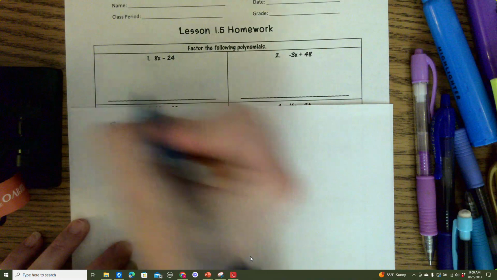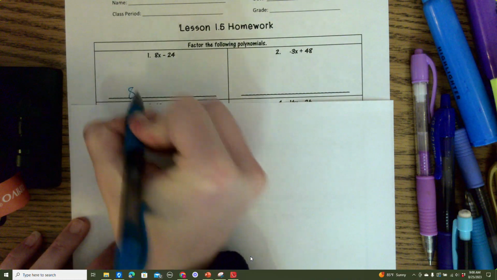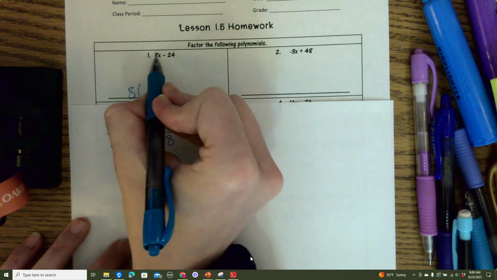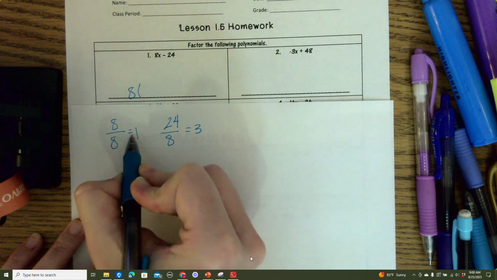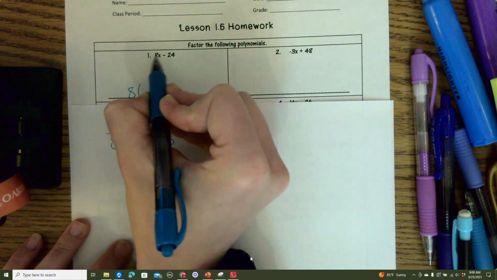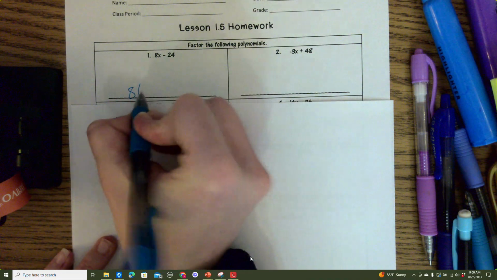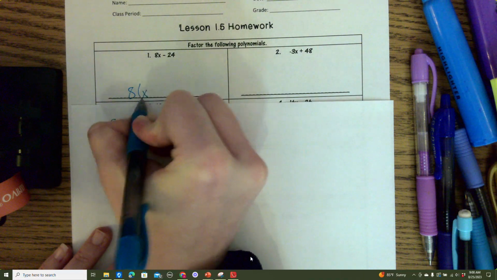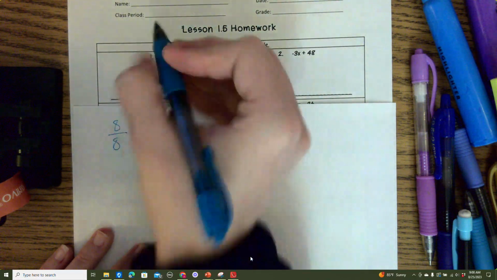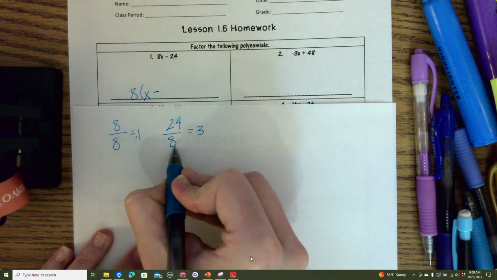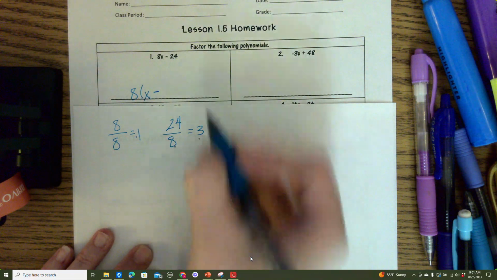So how I do that is the 8 would go on the outside of the parentheses. And so when I do 8 divided by 8, I get a 1. That's all that's left over. So it would be a 1x because we have to add that x back in there. But we don't write 1x. We just put an x. Then we've got our minus sign. And then I would do 24 divided by 8, which gives me a 3.